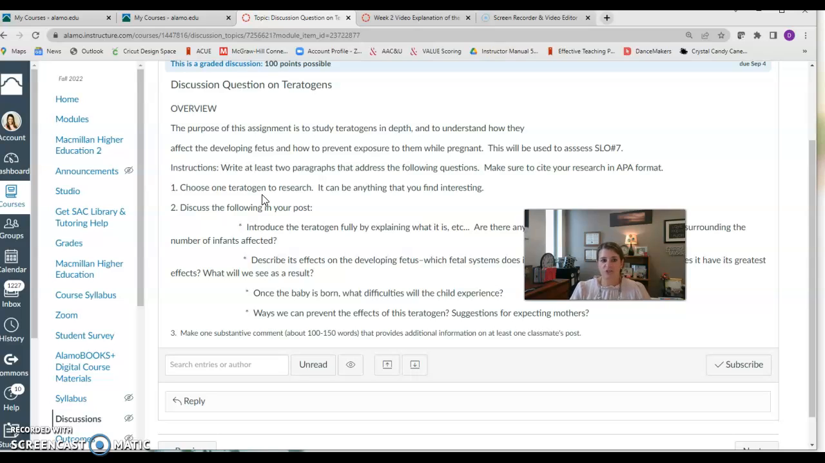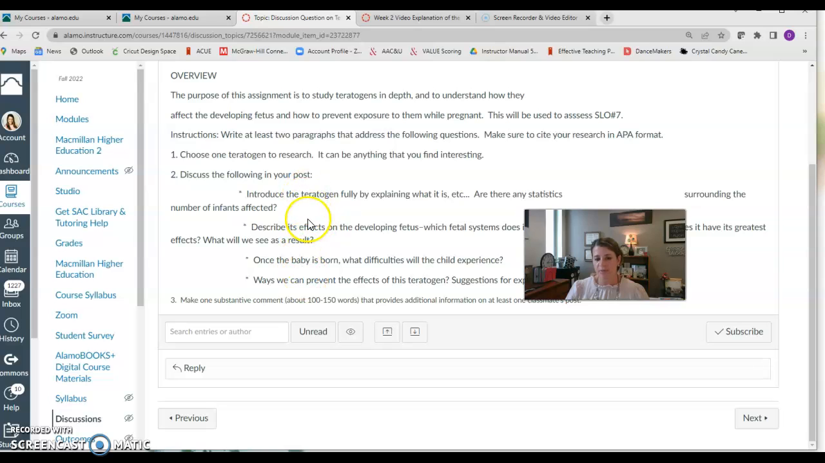So anything from stress to certain agents to certain diseases. If the mother contracts a disease, that can be passed on to the fetus. So through your book, your reading, and any research that you want to do, choose one teratogen that you find interesting. Maybe it's one you didn't realize could hurt the fetus, one that you didn't know, maybe. It doesn't matter, whatever interests you. And then make sure you address these bullet points here.